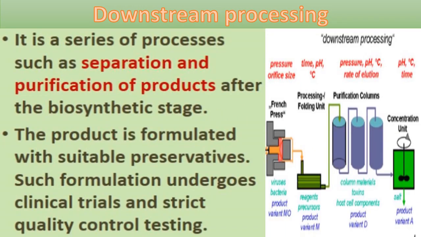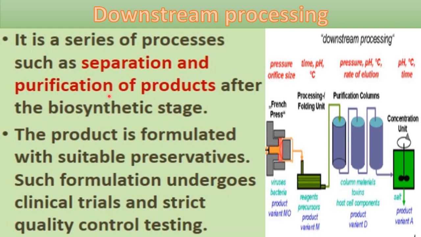Our next topic is downstream processing. So downstream processing is a series of processes such as separation and purification of products. The product that is formed inside a bioreactor due to microbial growth, we need to separate and purify, because there will be many other biomolecules with our desired product, okay, with our desired protein.